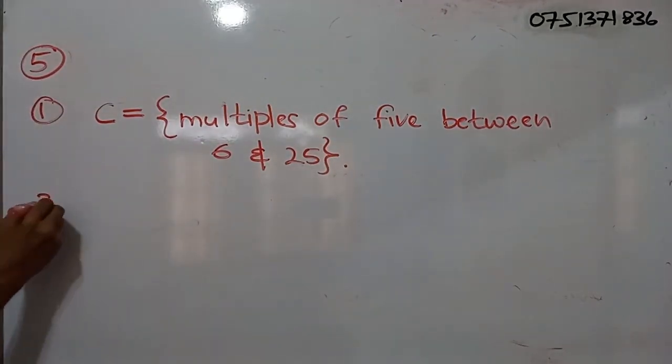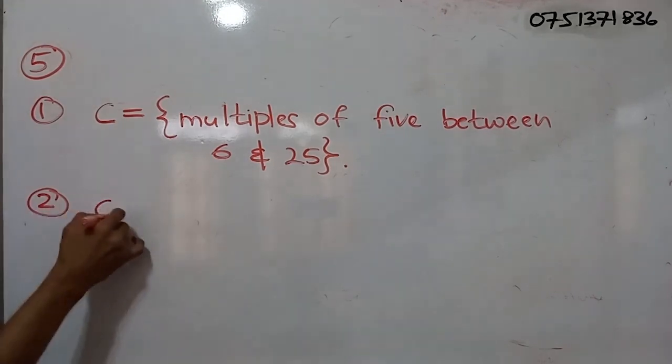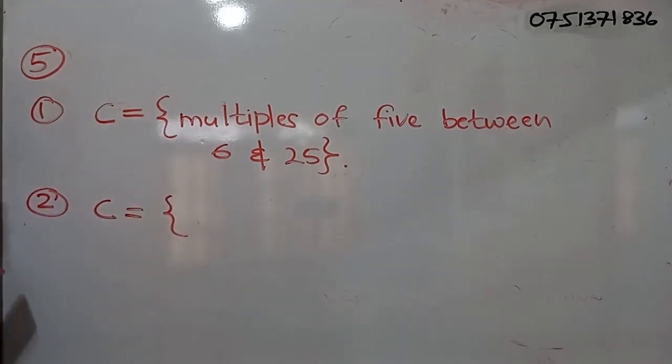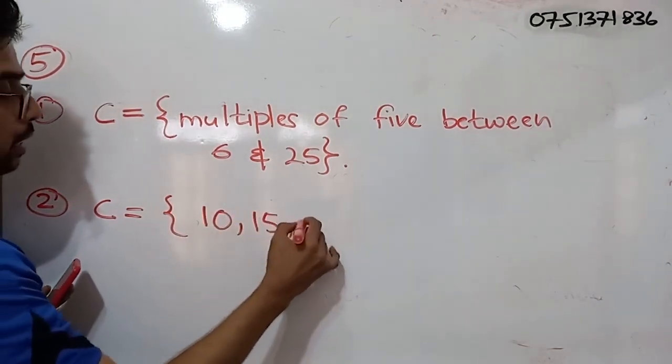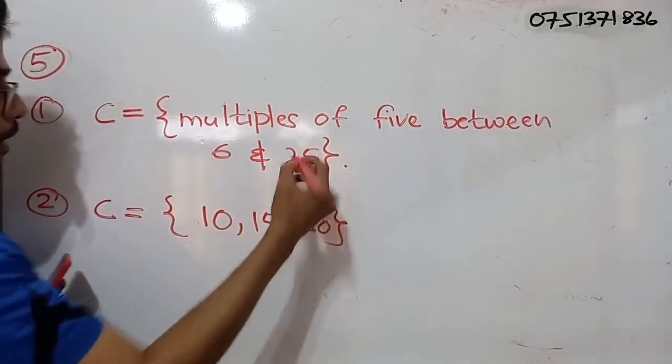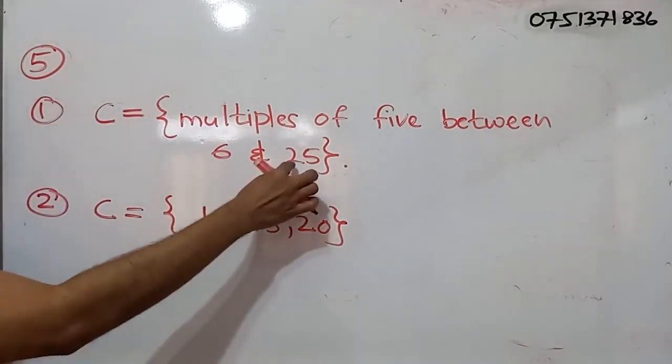Okay. Part 2. By writing all the elements of the set within curly brackets. So that is what? Listing of elements. So C equals listing of elements. Multiples of 5 between 6 and 25. Then 10, 15 and 20. We cannot use 25. 6 and 25, no, between 6 and 25.